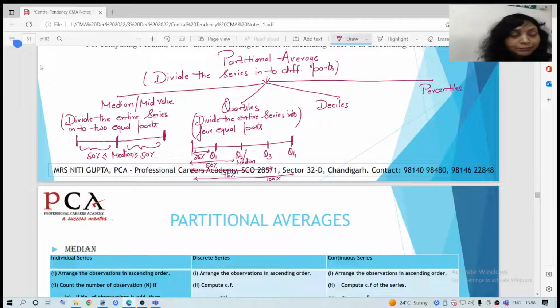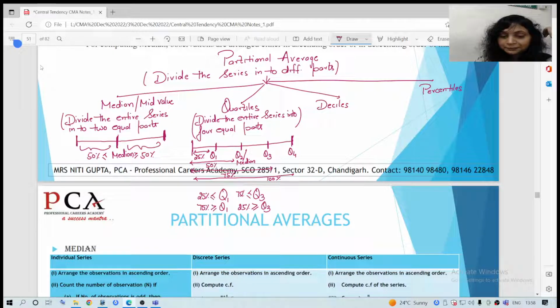So whenever we compute quartiles, we just compute two quartiles. One is Q1 and another is Q3. For Q1, 25% items are less than or equal to Q1 and 75% items are greater than or equal to Q1. Similarly, in case of Q3, 75% items are less than or equal to Q3 and 25% items are greater than or equal to Q3. So this is called quartiles.